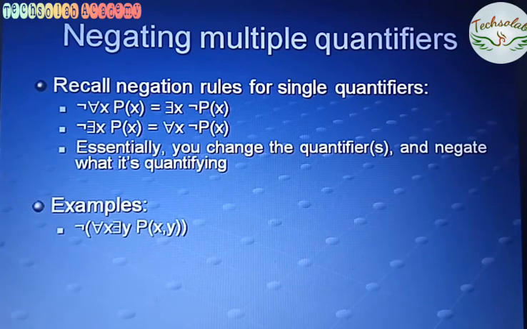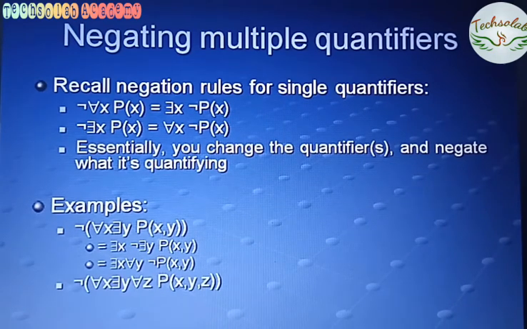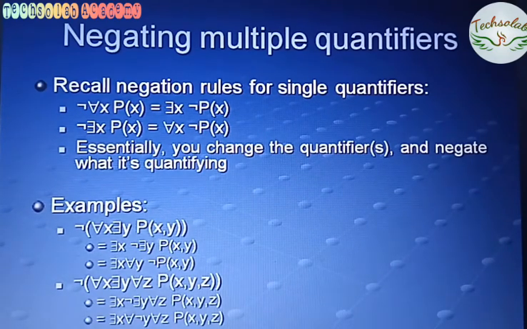Example: not for all x there exists y P(x, y). If we pass the negation inside the multiple quantifiers, it becomes there exists x, not there exists y, P(x, y), which becomes there exists x for all y not P(x, y). Another one: not for all x there exists y for all z P(x, y, z) means there exists x, then the negation passes to the second quantifier, not there exists y for all z P(x, y, z), then there exists x for all y, there exists z, not P(x, y, z). This is our predicate function.